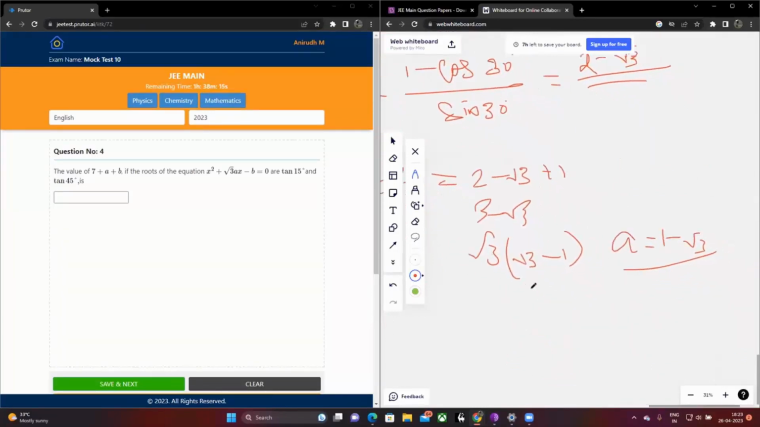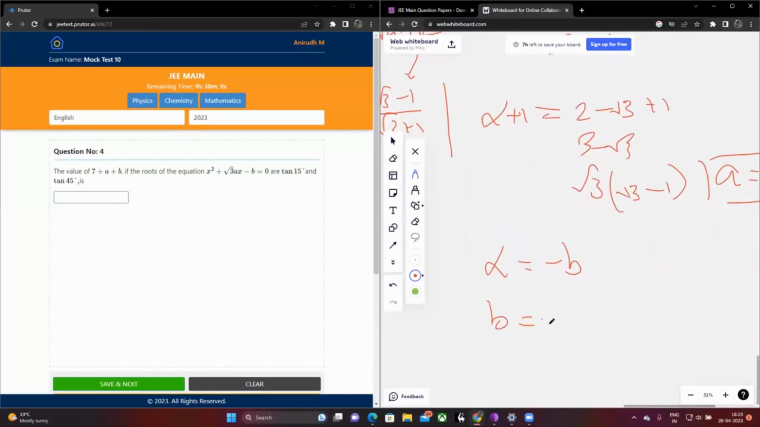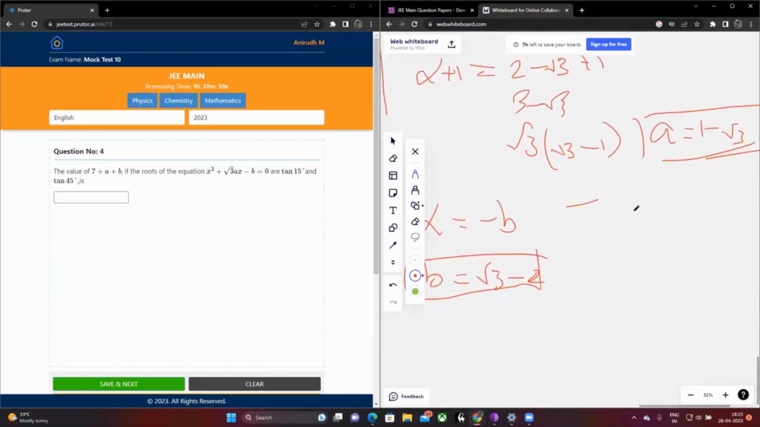Similarly, you have alpha equals minus b. So basically b equals root 3 minus 2. Given this, you are asked for 7 plus a plus b, which is 7 plus 1 minus root 3 plus root 3 minus 2. You can see that root 3 and this minus root 3 get cancelled. 1 minus 2 is minus 1. So this is basically 7 minus 1, which is 6.